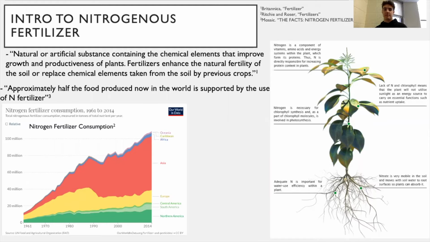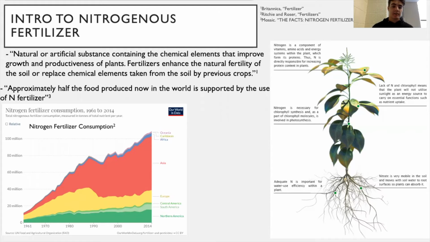What do we mean by N fertilizer? Nitrogenous fertilizer. Nitrogen is a very important component in the growth of plants. And as you can see here, it's basically used everywhere in the plant. It's a limiting reactant, so throwing a lot of nitrogen into the soil will make the plant grow really, really fast and make a lot of produce.